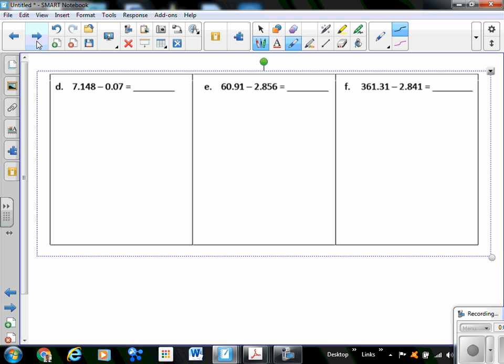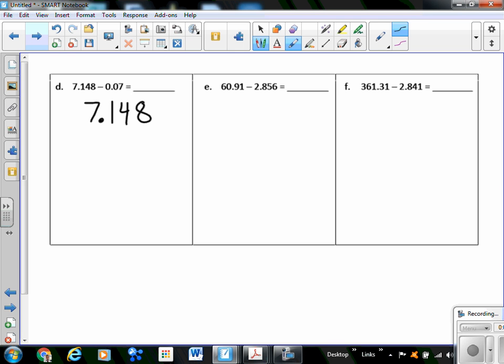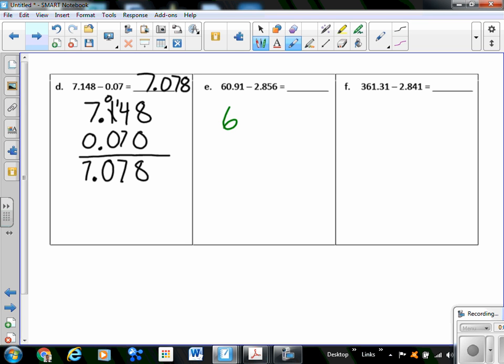On the letters D, E, and F, 7 and 148 thousandths minus, did not line that up quite good enough for me, 7/100. Don't forget to add a 0. 8, borrow 10, makes that into 14, gives me a 7. 0, 7, have your decimal point. So 7.078.